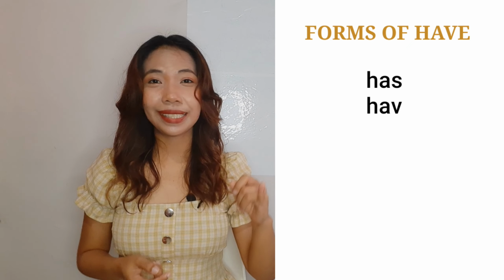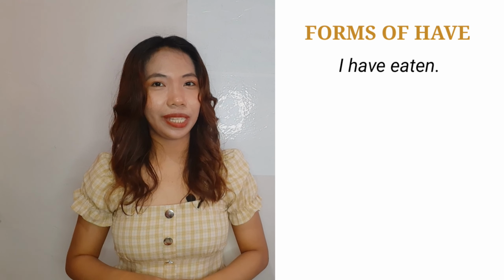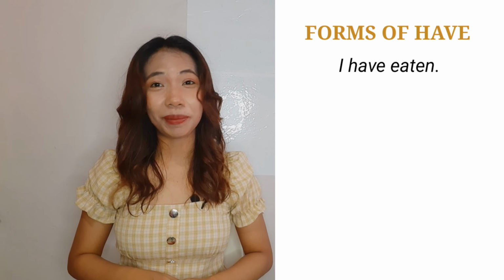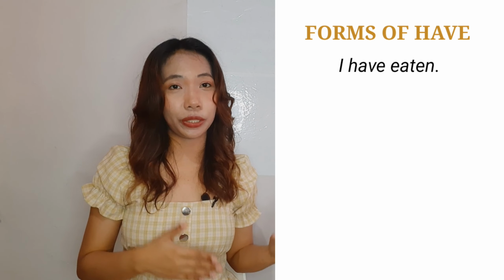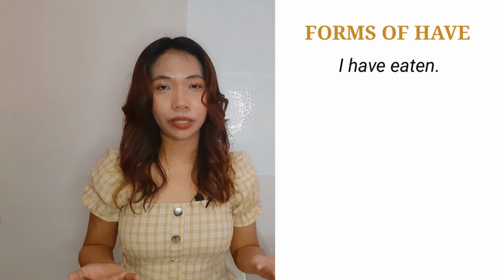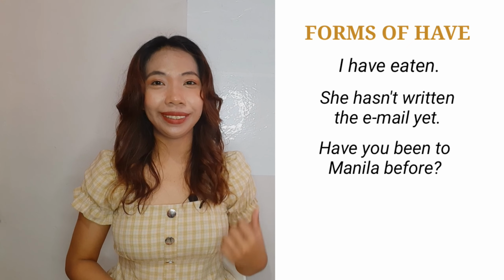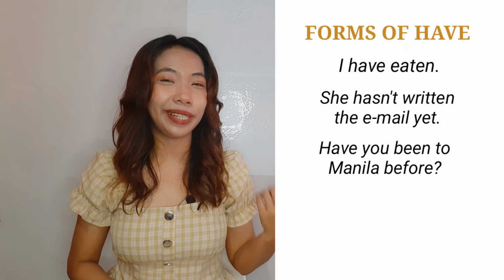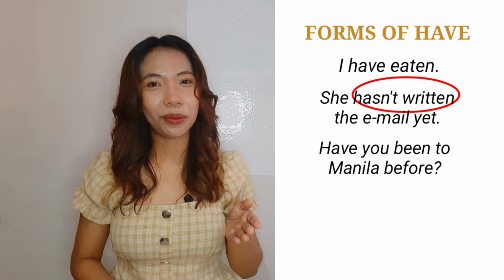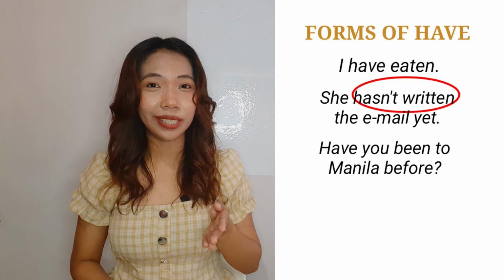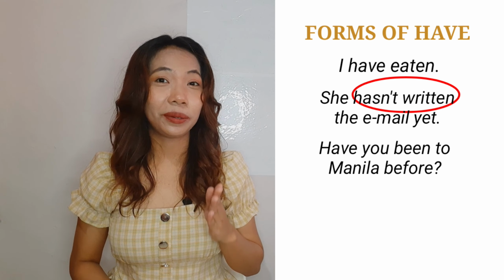Anyway, the last set of helping verbs in this video are the forms of have. We have has, have, and had. In the sentence, I have eaten, I can just say I ate, but to be more specific when it comes to time, I'm saying that I've just finished eating. In negative form, let's have, she hasn't written the email yet. We have hasn't, the negative form of has. We have there has and not. Then we have the main verb, the action verb here, which is written.